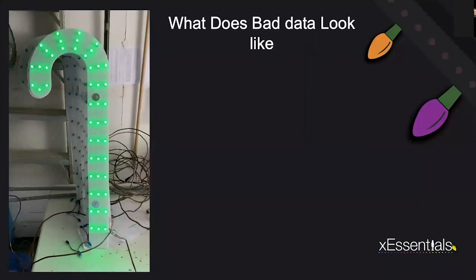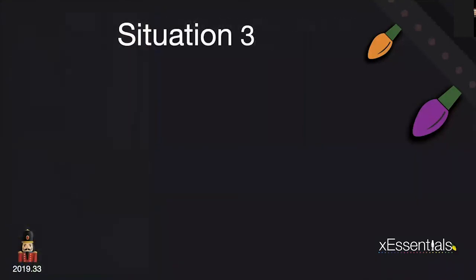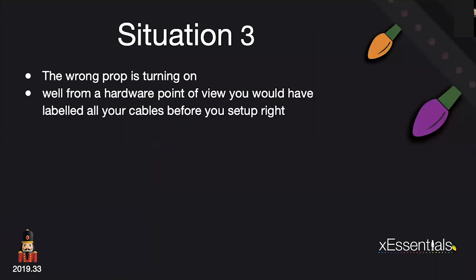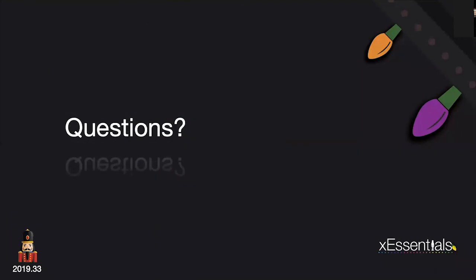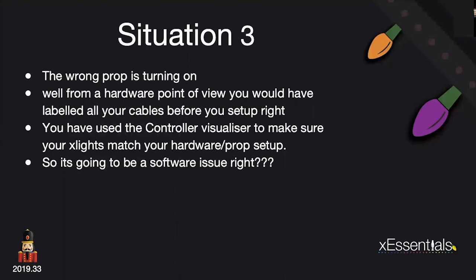Let's move on to situation 3. The wrong prop is turning on. That's always an annoying one. Well, from a hardware point of view, you've labeled all your cables before you've set up. They're all plugged into the correct ports because you followed the xLights visualizer. So then it must be a software issue, right?